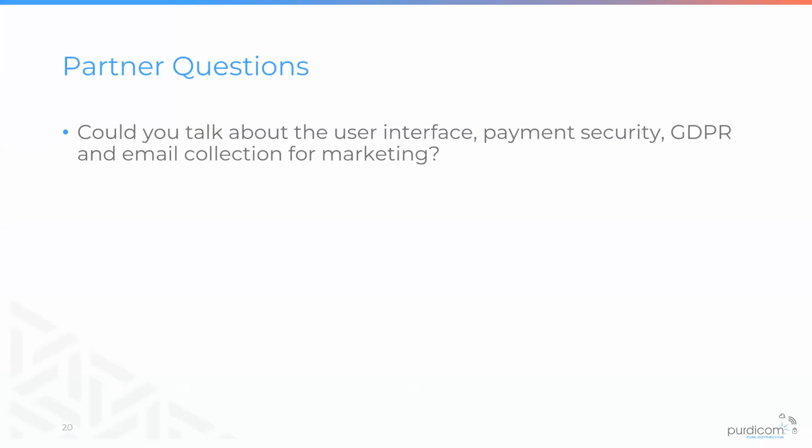So the first question we had was, can you talk about the user interface, payment security, GDPR, and email collection for marketing? So for anyone that's a connected user, you can actually see the information in the MDU portal. So you can see who they're connected as, their username, but also because you've registered them in the MDU portal, you can see that anyway. It's the same with the access codes. Because you've registered the user to receive an access code, you'll actually see the information about them prior.